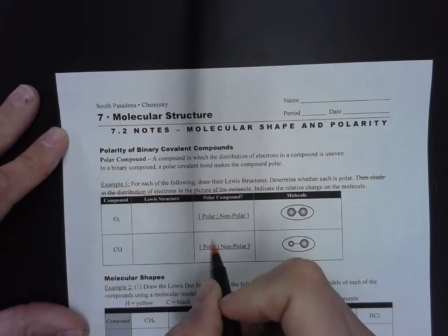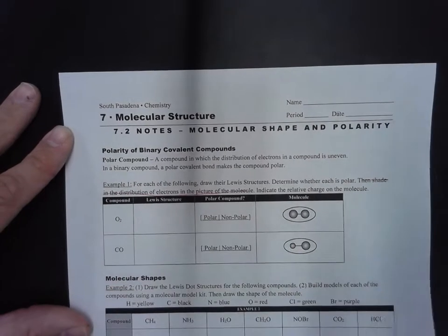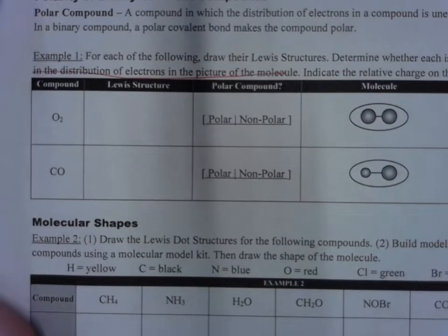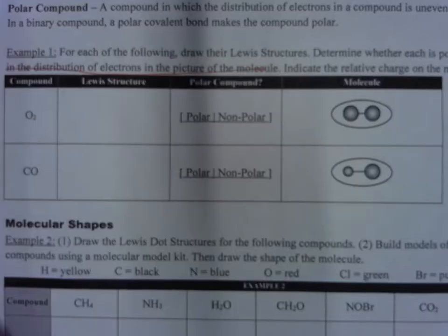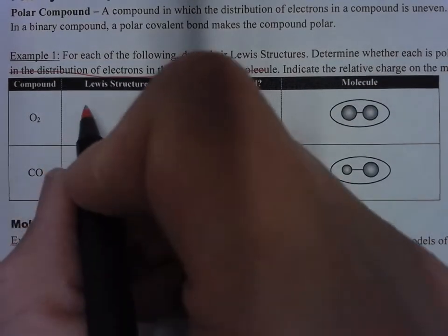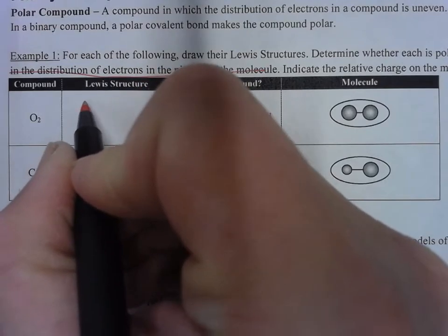So O2, our Lewis structure for O2 looks like this, if you recall. Let me zoom in a little bit. By the way, O2 keeps coming up over and over again, so maybe you ought to consider that. O2 looks like this.